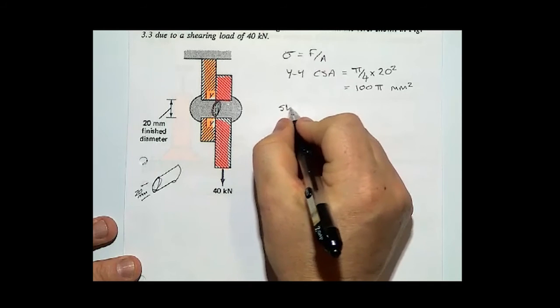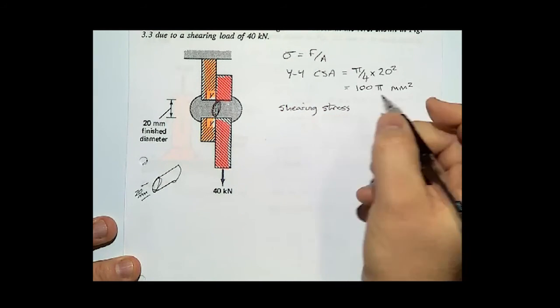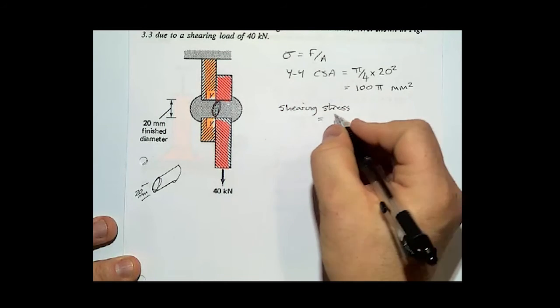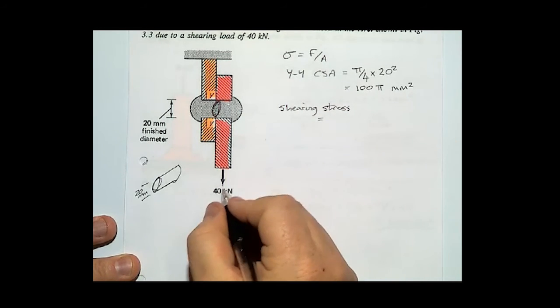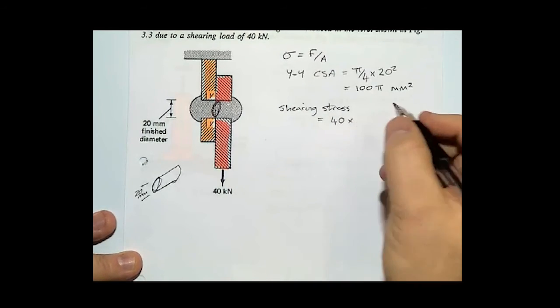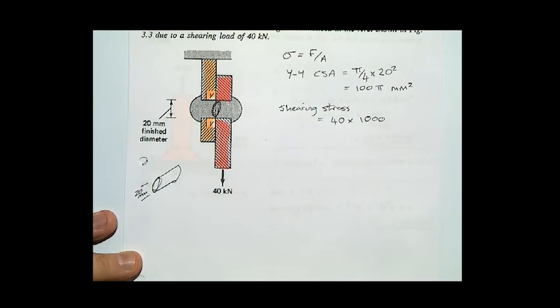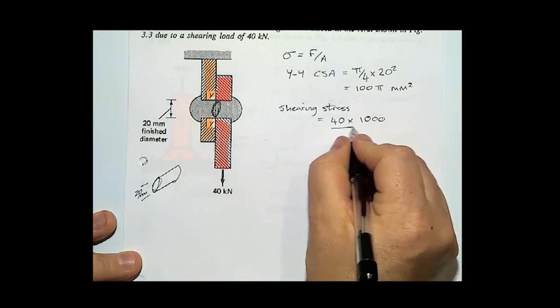So we got our shearing stress. So we got 40 going down. It's 40 kilonewtons. I will times it by 1000 to put it into newtons, and I'll divide it by my area.